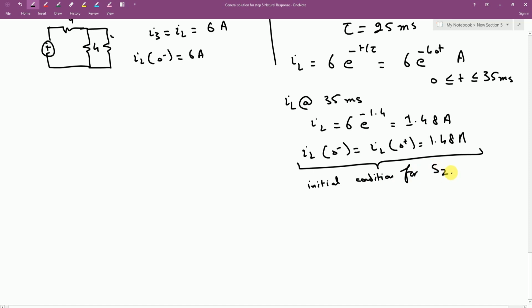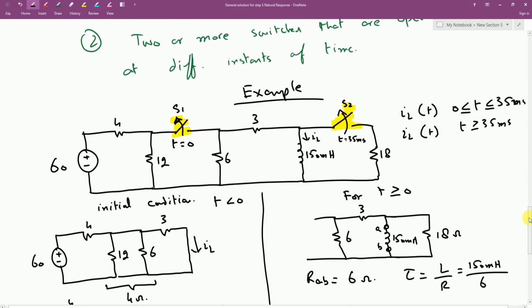To find out what is the actual amount of current flowing here, we also need to find out what is the new time constant. For this particular circuit, the new time constant shall be based only on the disconnection of this 18 ohm resistance from the network, because at 35 millisecond we are turning off this switch S2. So this 18 ohm resistance shall be disconnected from the circuit. So the resistance as seen by the terminals A and B, or the terminals across this inductance, the equivalent resistance, will become equal to 9 ohm.